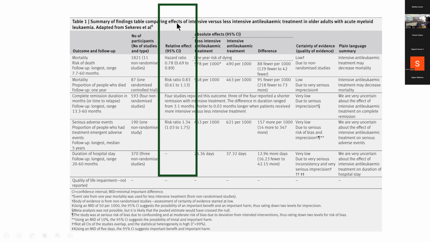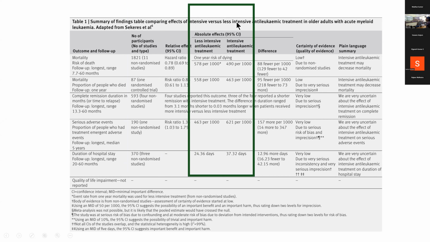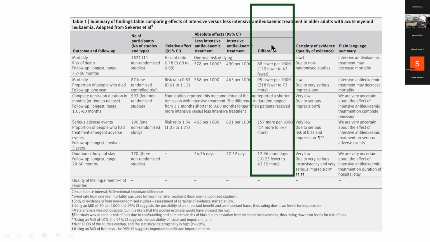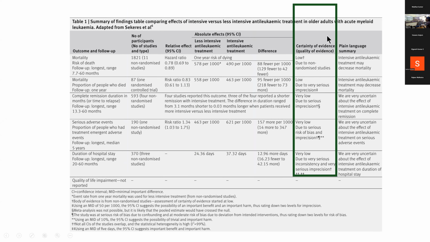The next column tells you the relative effect. That is the summary of the systematic review for a particular outcome. For example, the hazard ratio for mortality is 0.78. In the next column, you have the absolute effect. So what is the actual incidence in the less intensive anti-leukemic treatment, and what is the rate in the intensive anti-leukemic treatment? And you have the risk difference. The next column tells you what is the certainty of evidence of this particular estimate.